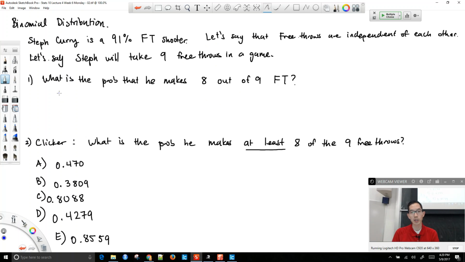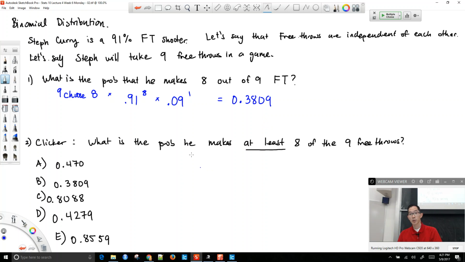This is a binomial problem, so we're going to do 9 choose 8, 8 out of the 9, and then he has to succeed. His probability of making the free throw is 0.91. This has to happen 8 times, so it's going to be 0.91 raised to the 8th, and the probability that he misses one happens with probability 0.09, and that has to happen 1 time, right? So when I punch this into my calculator, I get 0.3809.